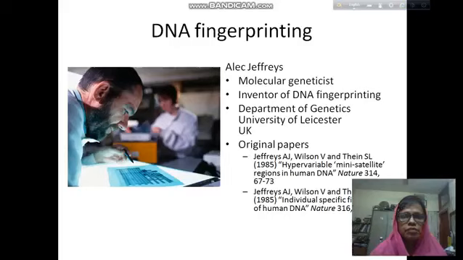DNA fingerprinting. Alec Jeffreys was a molecular geneticist. He was the inventor of DNA fingerprinting. He worked at the Department of Genetics, University of Leicester, UK. His original papers: Jeffreys, Wilson, V. and Thein, S.L., 1985, hypervariable minisatellite regions in human DNA. His another paper is individual-specific fingerprints of human DNA.